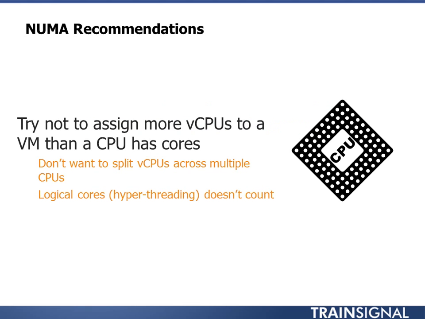My recommendations are: try not to assign more vCPUs to a VM than a CPU has cores. You don't want to split vCPUs across multiple CPUs. And then you have logical cores or hyper-threading, where a single physical core can execute 2 threads in one cycle, but it's not always like that.